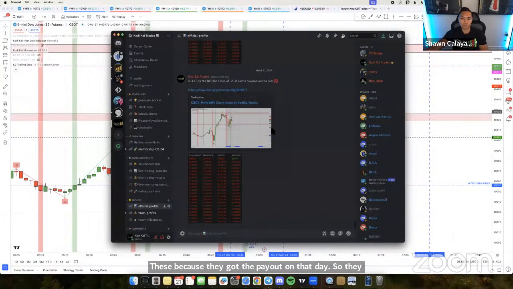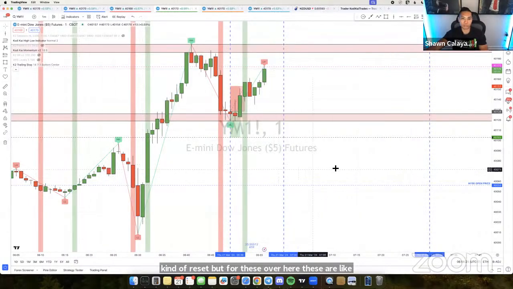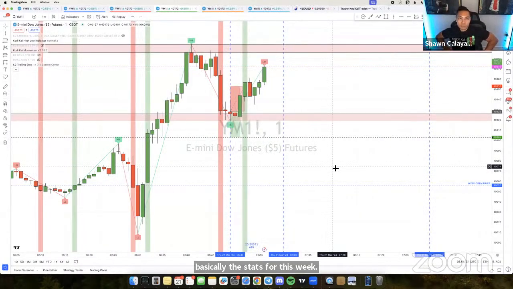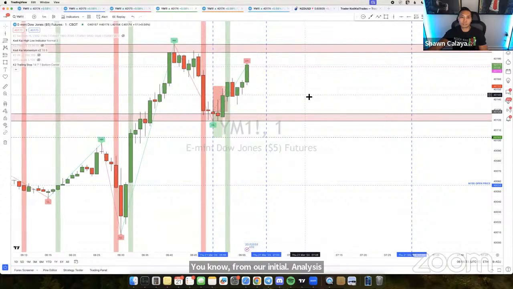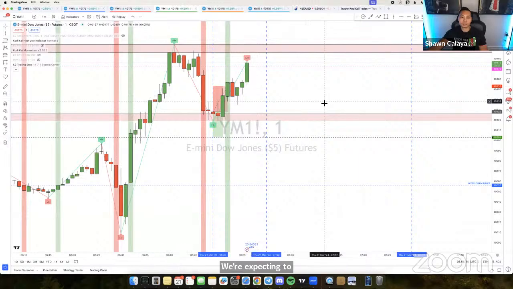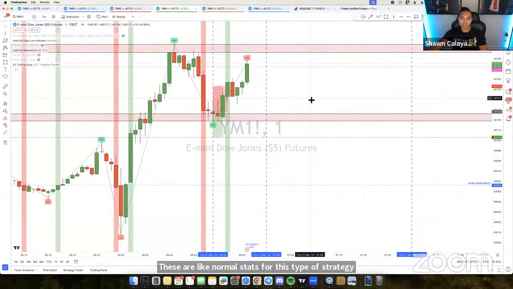But for these over here, these are basically the stats for this week. I'm basically negative 124 per account. So it's not bad to break even this week so far, which is kind of what we expect, right? From our initial analysis of profitability, you can't expect to be 100% every single week. We were expecting a net win of 1 win a week, so this goes in line with what we were expecting anyways. These are normal stats for this type of strategy. It's a 1-to-1, slightly above 50%, as you guys know.